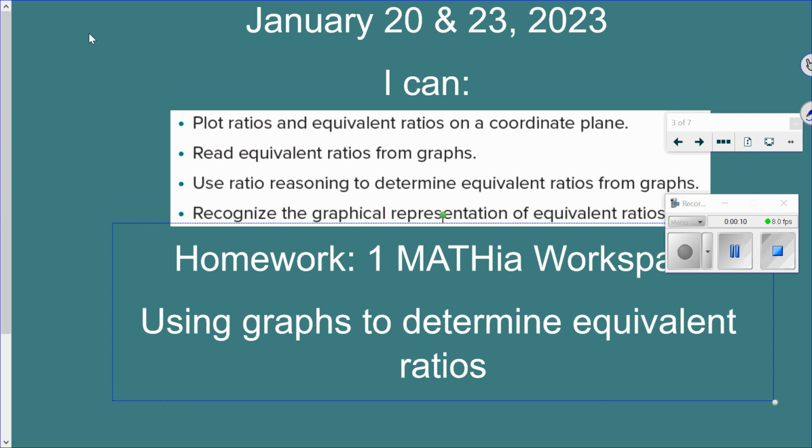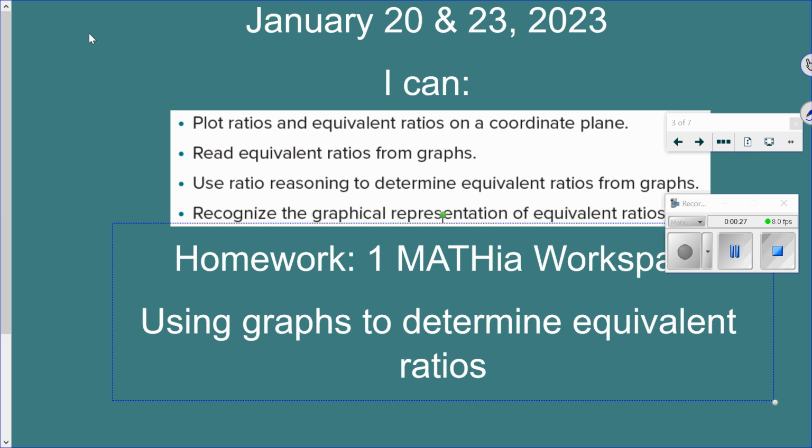So today, the big parts: we're going to plot equivalent ratios on a coordinate plane. We're going to read equivalent ratios from graphs. We'll do a little bit of that, but that's about all we're doing today. The next two parts are what we're going to be doing in our next lesson.